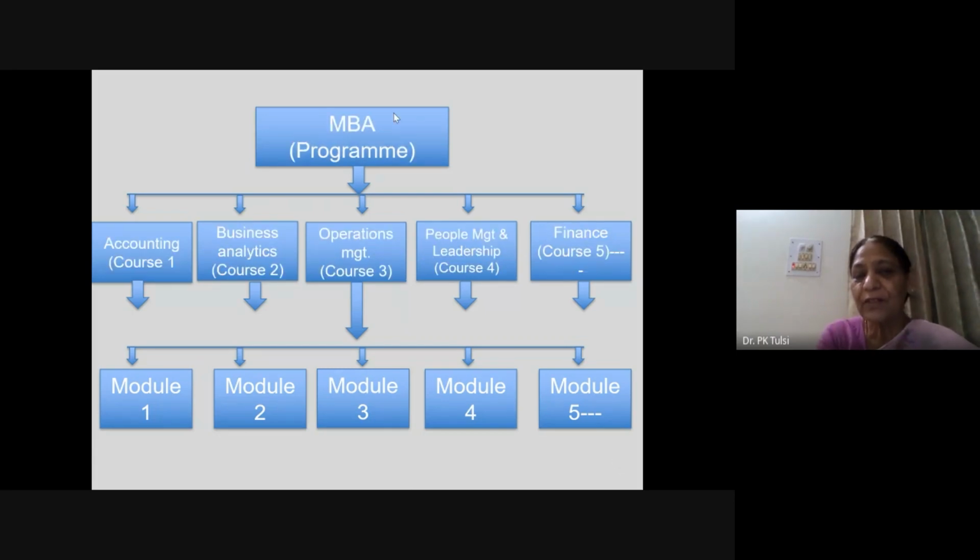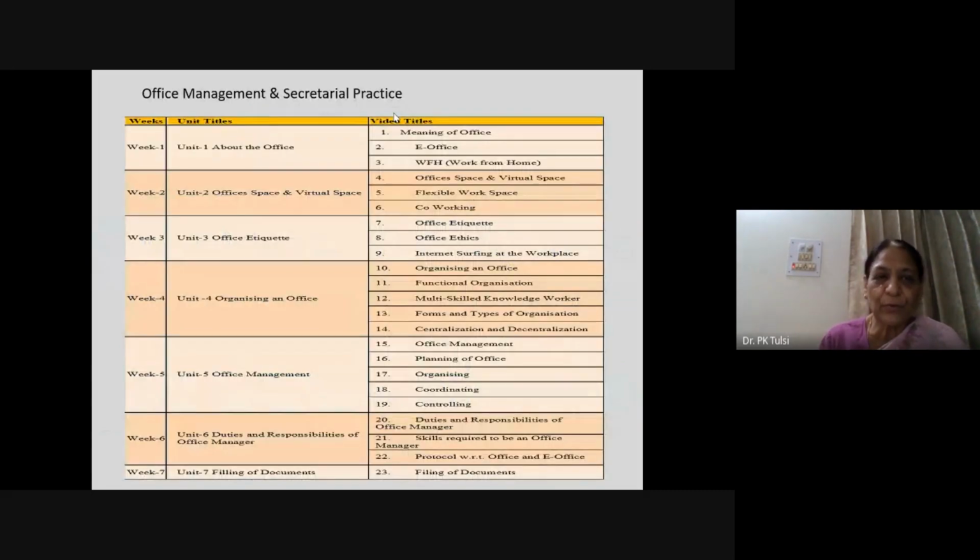For example, just giving you an example of the MBA program, which is available online on the SWAYAM platform. We have a number of courses which include accounting, business analytics, operation management, etc. And for example, operation management then consists of modules up to 11 or so. Now here you can see office management and secretarial practice. Now this particular course consists of 7 weeks, and thus 7 units are to be covered in this particular program.